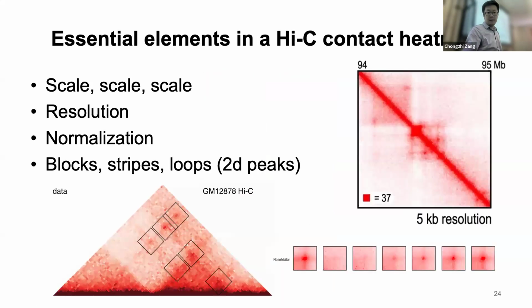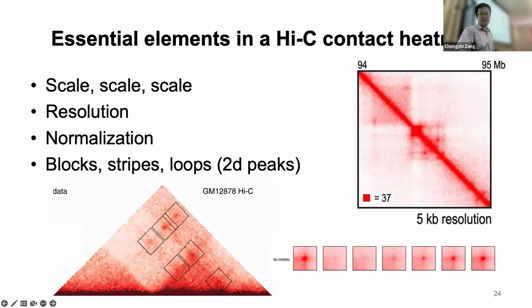Yeah. So what are the essential elements in the Hi-C contact map? Just like what I just mentioned, first, the most important thing is scale. Once we see such a contact map, or some people call this a diamond map, we should pay attention to what scale we are looking at, whether we are looking at a very large scale compartmental structure or very fine scale local DNA interactions. For example, this plot represents 1 MB, 1 megabase, 1 million base pairs, so we're really looking at a very large scale.